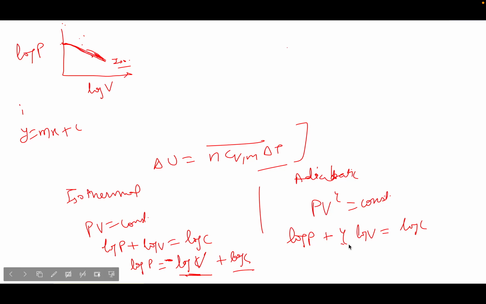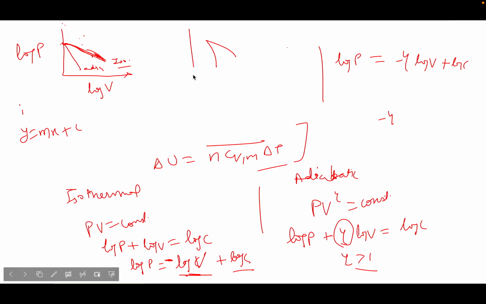Now for this one, gamma is always greater than 1, so the slope is minus gamma, because log P is equal to minus of gamma log V plus log C. Again the intercept is log C only, and the slope is more, so this will come below, something like this. This is the isothermal process.